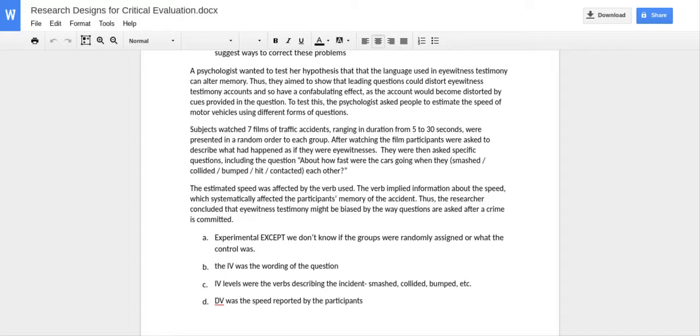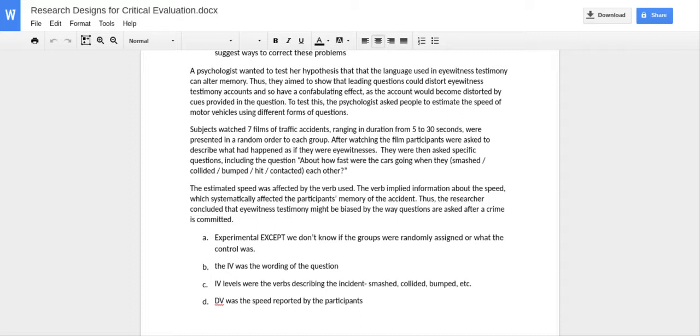To test this, the psychologist asked people to estimate the speed of motor vehicles using different forms of questions. And here's what they did. Subjects watched 7 films of traffic accidents, ranging in duration from 5 seconds to 30 seconds, and they were presented in a random order to each group. So basically, subjects watched all 7 films. After watching the film, participants were asked to describe what had happened as if they were eyewitnesses. Then they were asked specific questions, including the question about how fast were the cars going when they smashed, or collided, or bumped, or hit, or contacted each other.